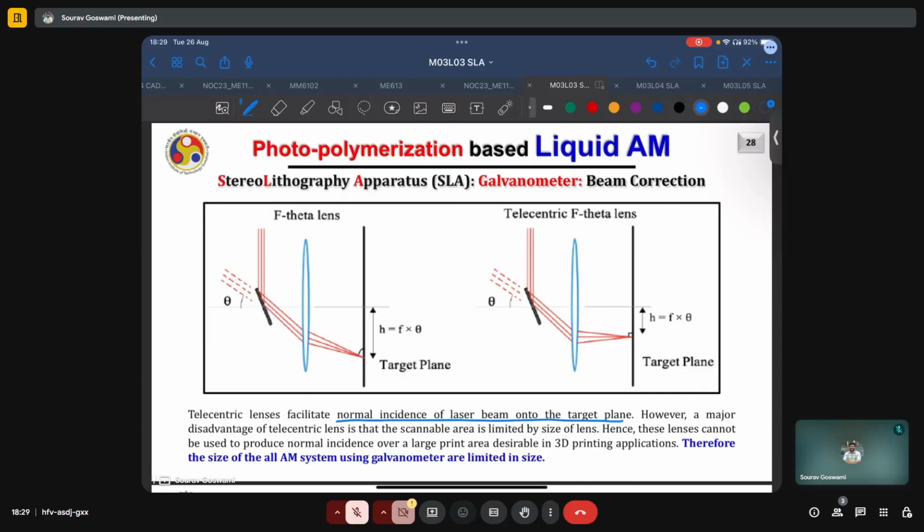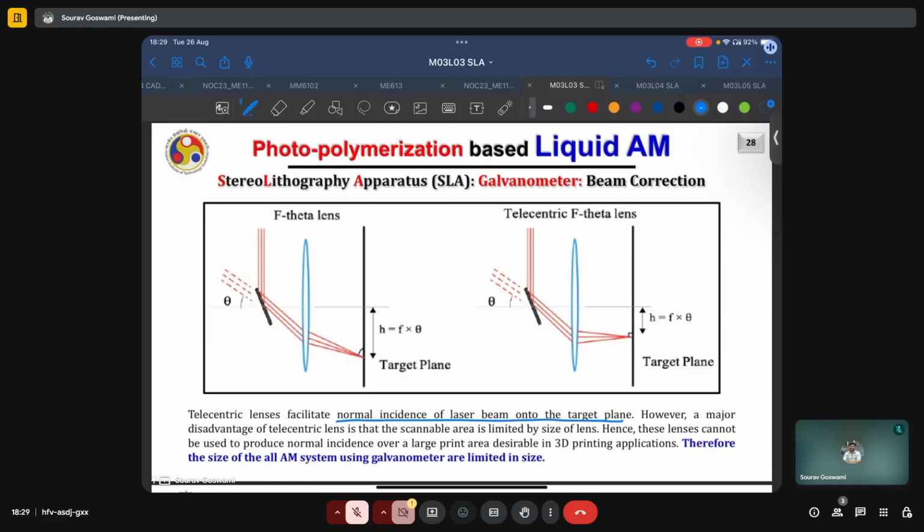To effect these desirable characteristics, the telecentric f theta lenses were developed, where you ensure that rather than the locus of focal points being a 3D sphere, they are always incident on the printing plane. And second, you also ensure that this incidence is always normal to the surface.